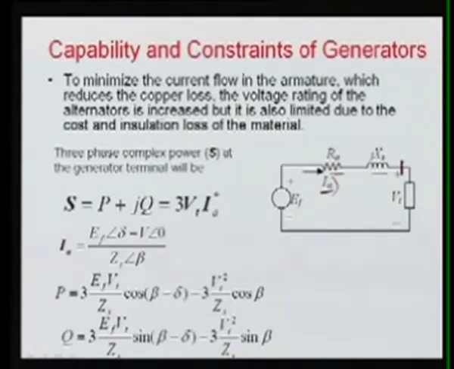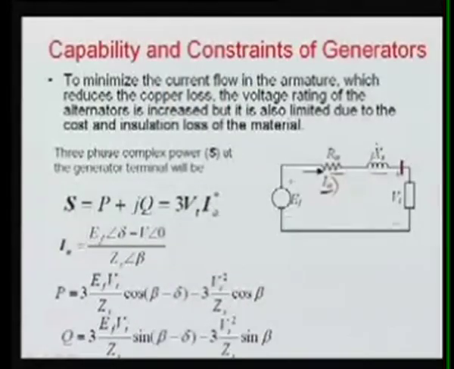So to minimize the current flow in the armature, which reduces the copper loss, the voltage rating of alternator is increased, but also limited due to the cost and the insulation cost of the material. So this voltage, as I said, is limited due to the cost. We are having the insulators, those can sustain high voltage as well, but still it will be very expensive. So always we engineers try to design a system that will be the techno-economic analysis, we can say. So the cost should be minimum and the performance should be better.